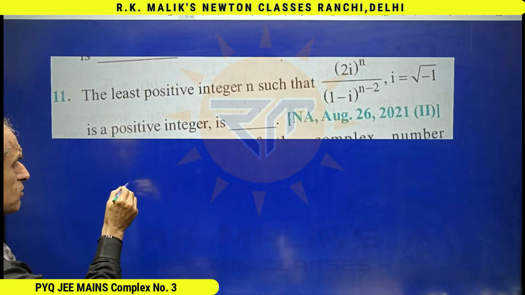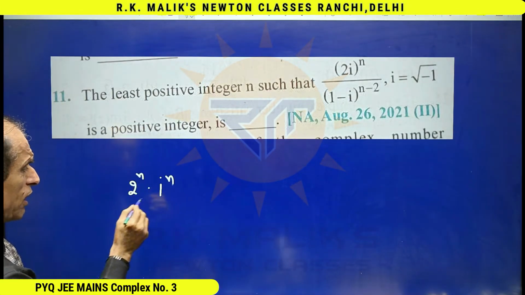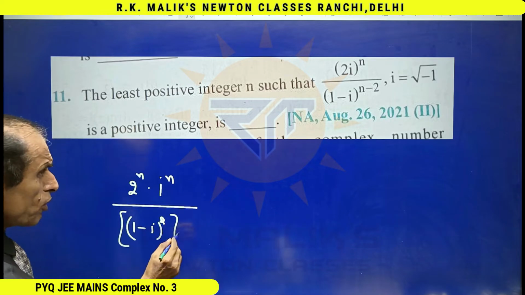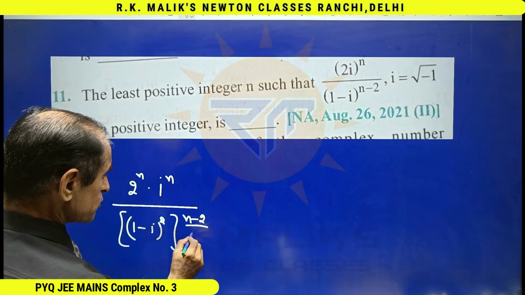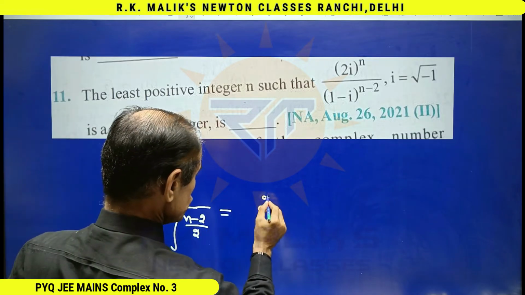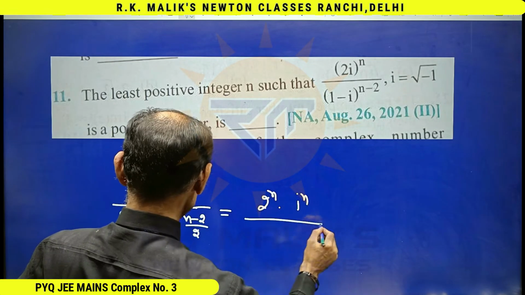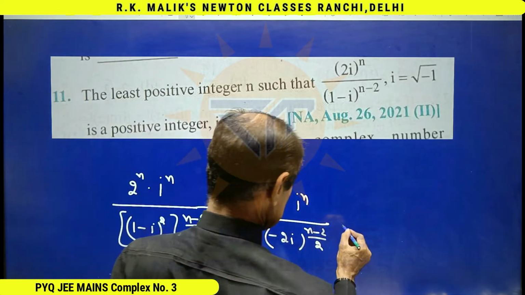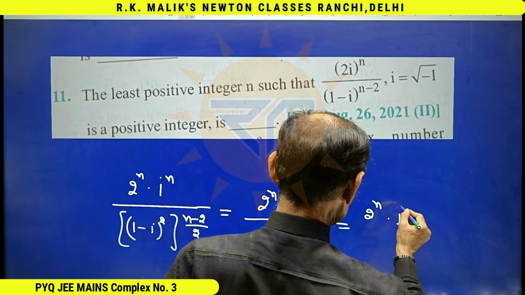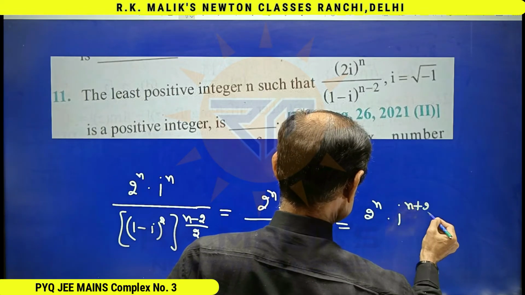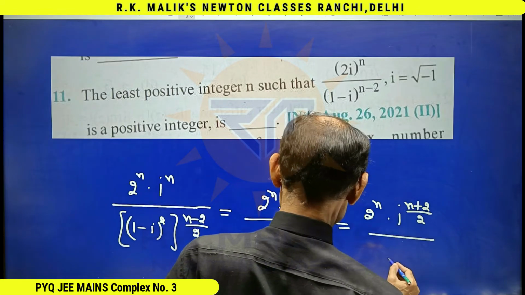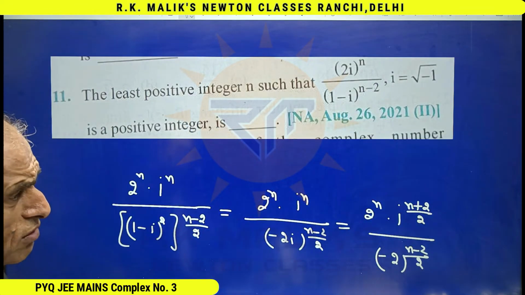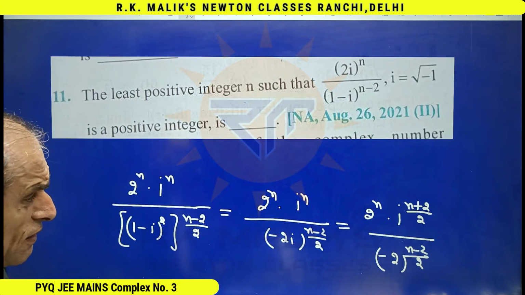Hence the given question can be written as (2 to the power n into i to the power n upon (1 minus i) whole square) whole to the power (n minus 2) by 2. That is, 2 to the power n into i to the power n upon (minus 2i) to the power (n minus 2) by 2. That is, 2 to the power n into i to the power (n plus 2) by 2 upon minus 2 to the power (n minus 2) by 2. Obviously, we will try for n equal to 2, 4, 6, etc.